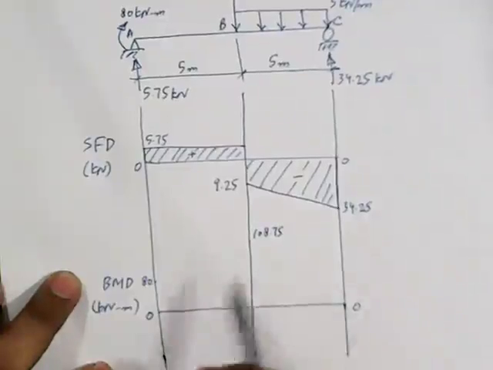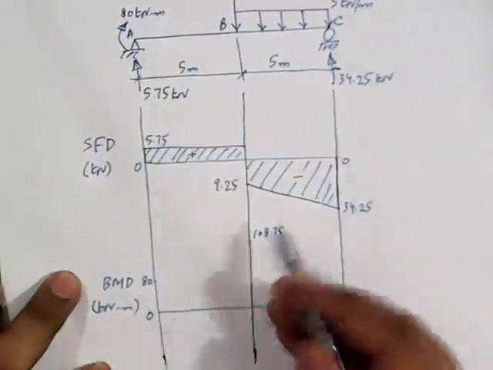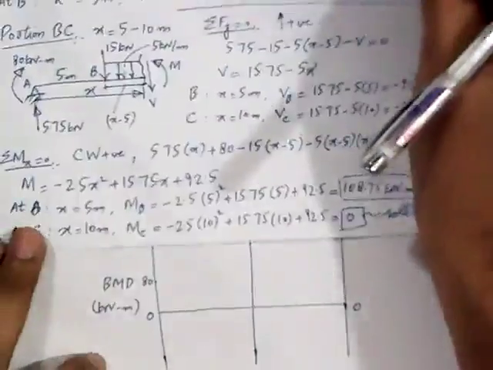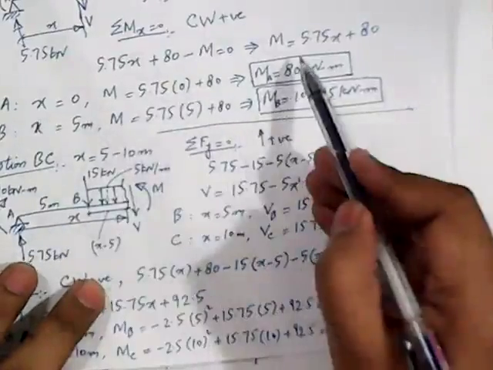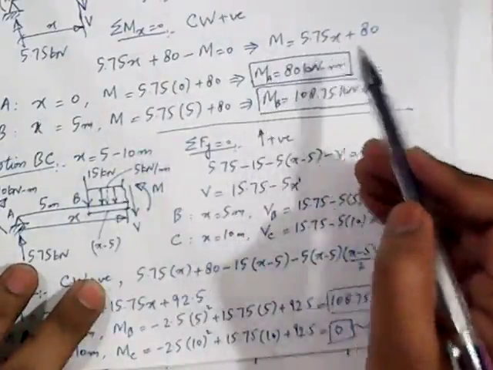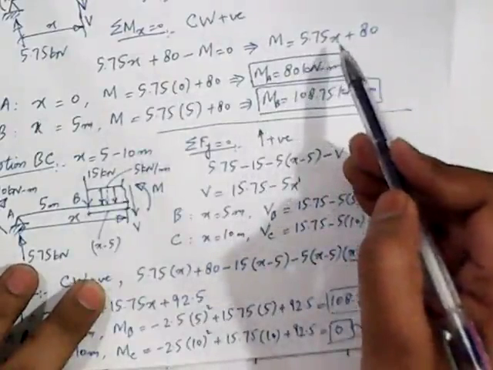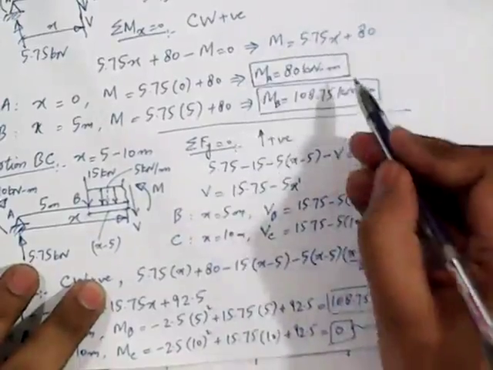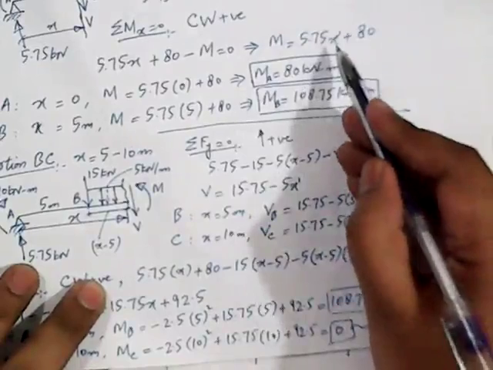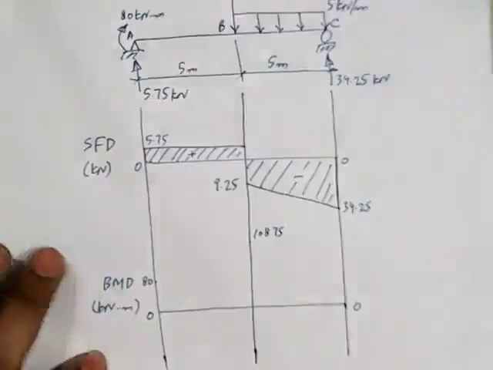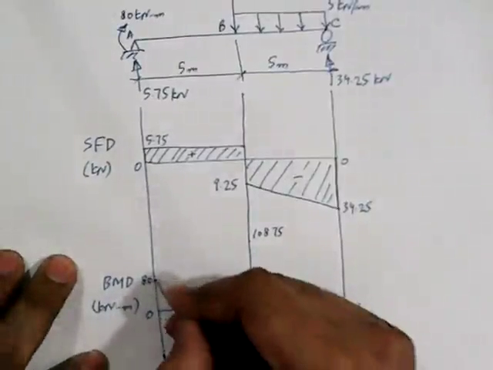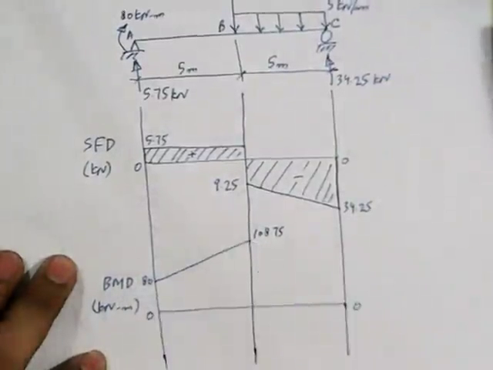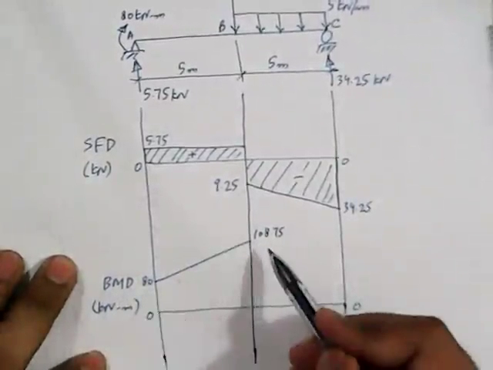All right. Now the question is, how should we join these 2 points? First degree line, second, third degree line? For that, we will have to look at the degree of the governing equation. Here is the equation of bending moment for portion AB: 5.75x minus 80. What is the degree of this equation? The degree is 1, because the highest power of x appearing in this equation is 1. It means that these 2 points should be joined with a linear line. Here we are. So we have joined this 80 and 108.75 kilonewton meter with a linear line.